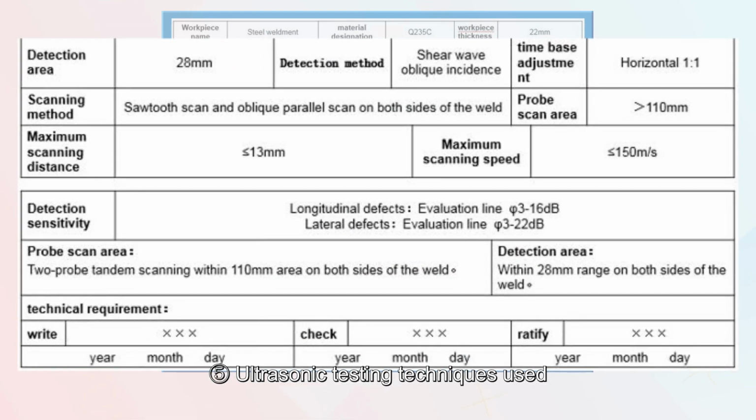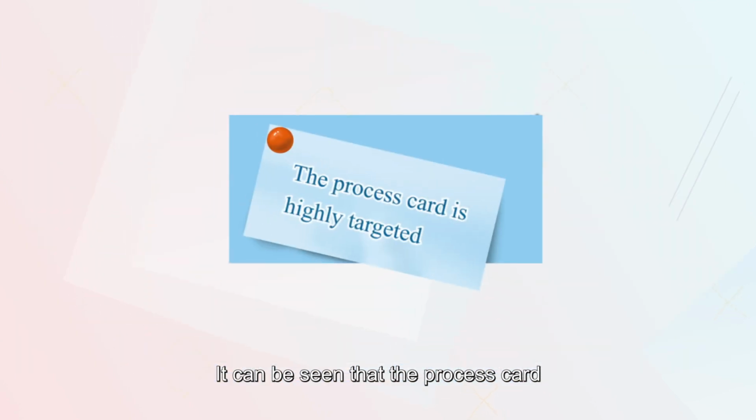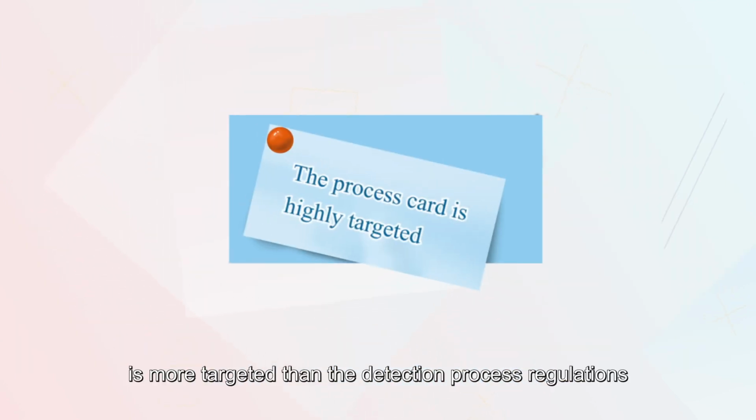5. Ultrasonic testing techniques used. 6. Calibration requirements and scanning inspection method. 7. Regulations on result adjustment and data recording. 8. The signature of the compiler, level 2 or level 3 personnel. It can be seen that the process card is more targeted than the detection process regulations.